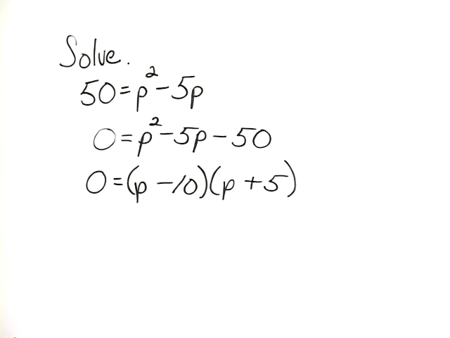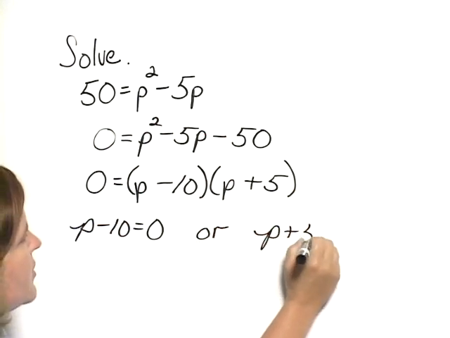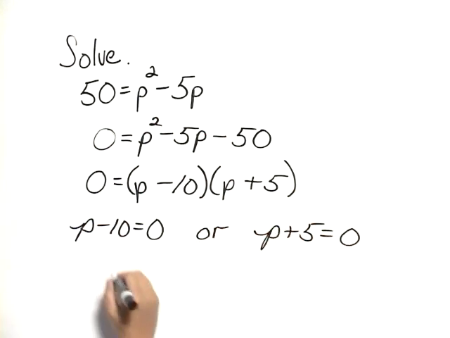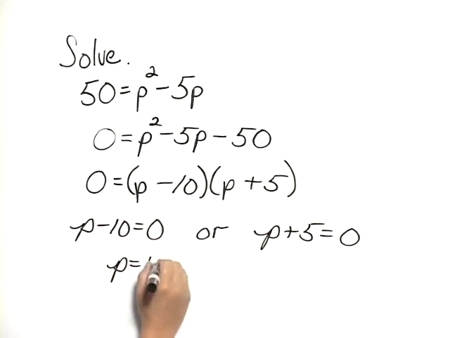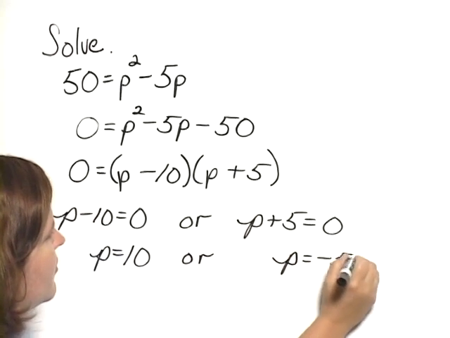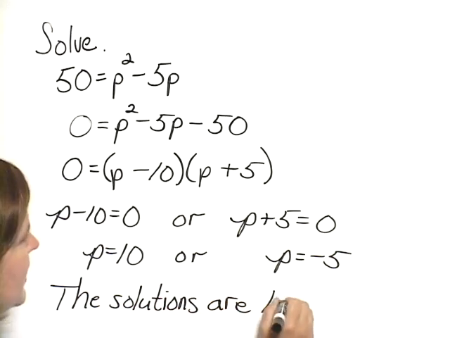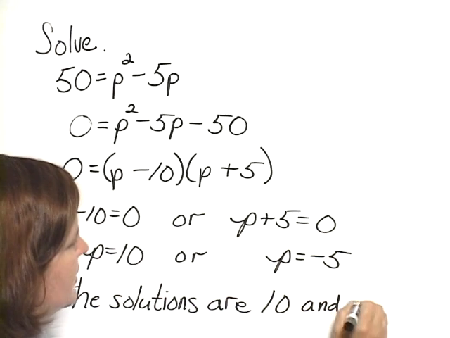Setting each of those factors equal to 0 using the principle of zero products, we have p minus 10 equals 0, or p plus 5 equals 0. In solving for p, we have p equals 10, or p equals negative 5. Both 10 and negative 5 check in the original equation, so we can state the solutions are 10 and negative 5.